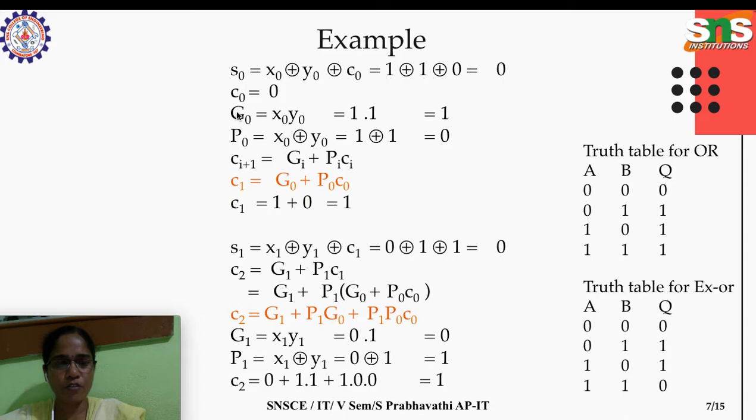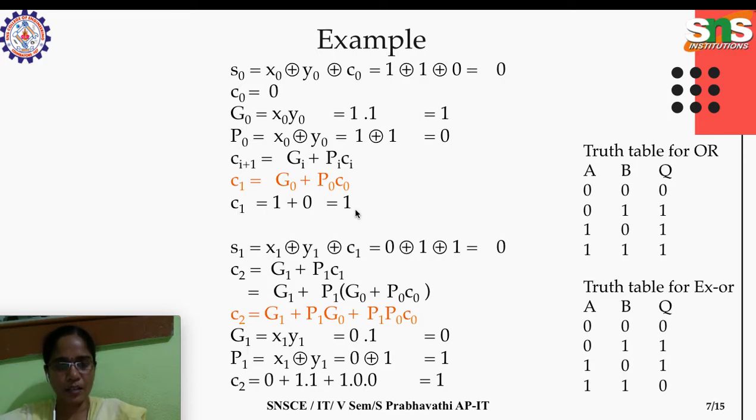and P0. So in general Gi is Xi Yi, so G0 is X0 Y0. X0 Y0 is 1 1, so it is an AND operation, and it will produce 1. And P0 is nothing but XOR of X0 and Y0, so with an even number of ones it will produce 0. So when we compute here, 1 plus 0 is nothing but 1. This plus is an OR operation. So Ci is equal to carry, so carry 1 is equal to 1.